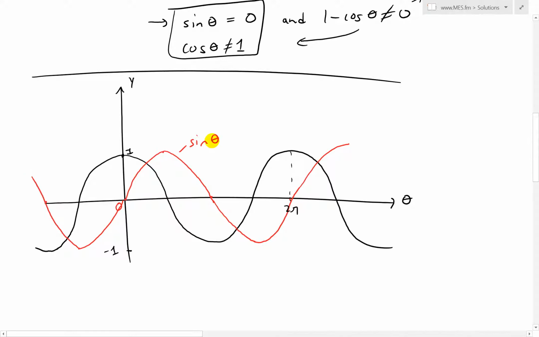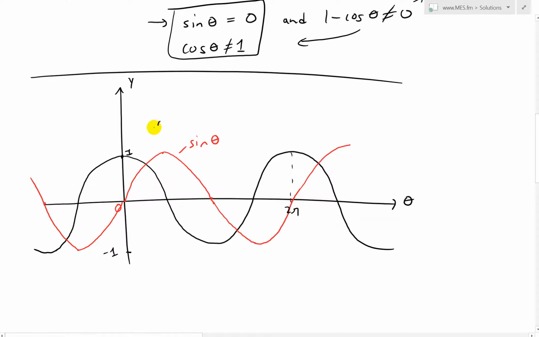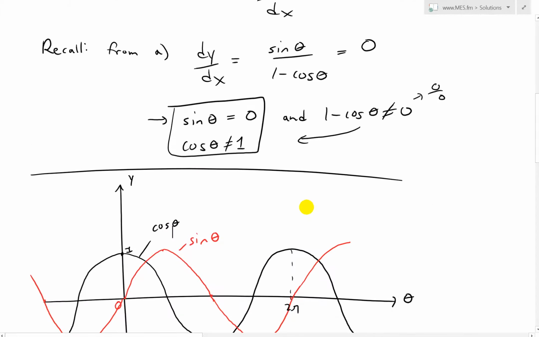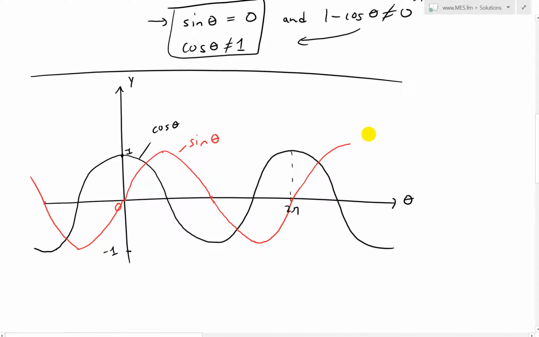So this one is sine theta, and our cosine, I'll write this here. This is cosine theta in black, like that. So now let's look at when the conditions are met. When sine theta is equal to 0 at this point, we have cosine theta is equal to 1 here, so we can't have this case.